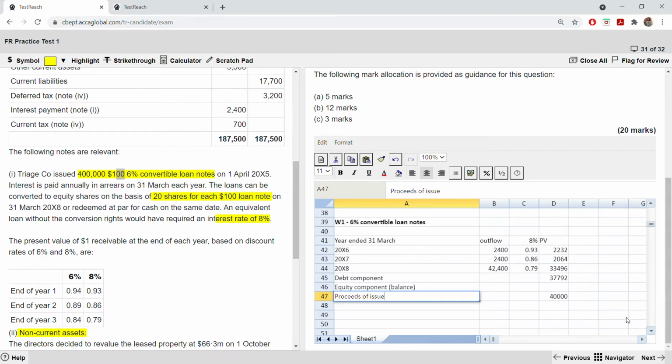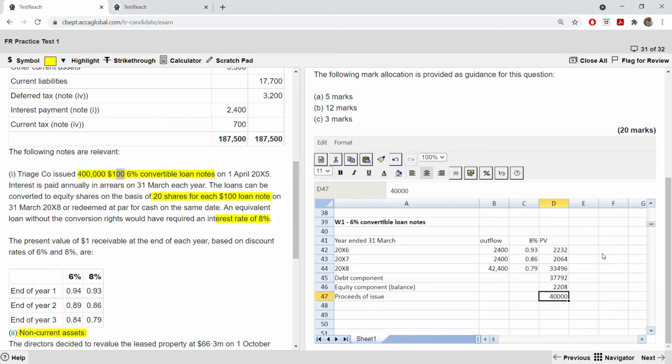40 million. Okay, so if you want to find this, just put an equal sign. You can even use a calculator to do this, but I would prefer using Excel, it is much faster since the numbers are already there. You just need to click the cell. Okay, so 2208, this is the equity component. Now what's next?